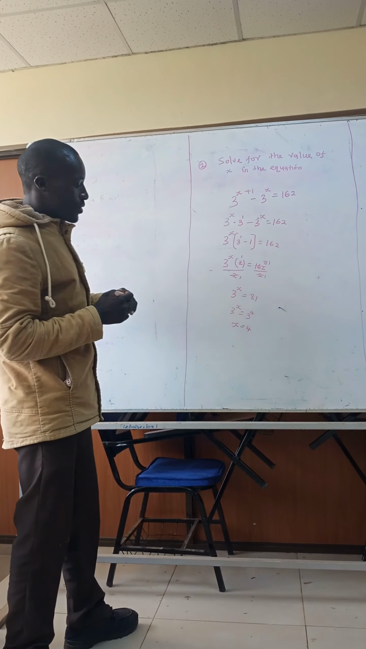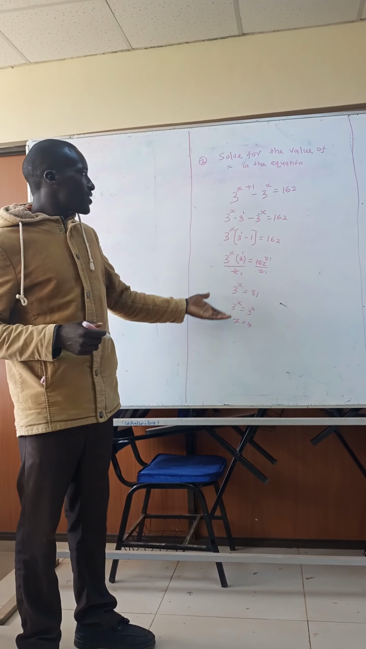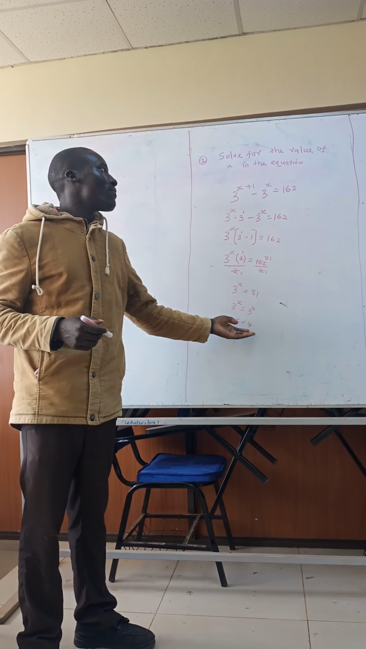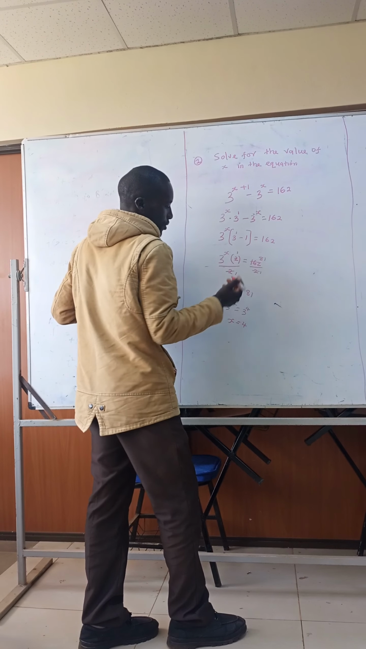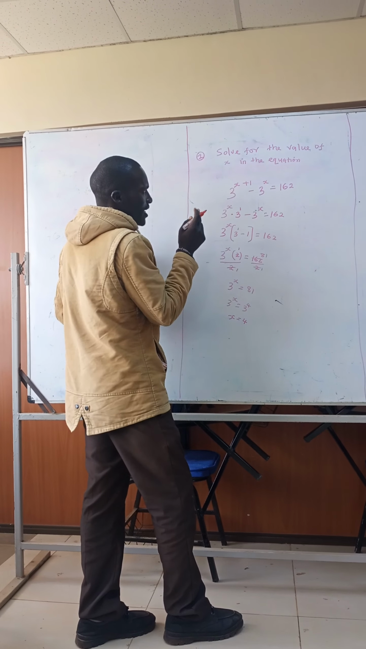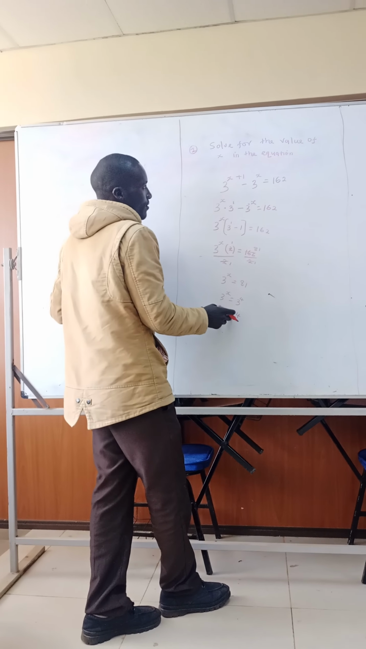So that is how you can solve for the value of x in this equation. And you can proceed to prove whether the value of x is indeed 4 by coming to the original equation and substituting. Where there is x, you substitute with 4.